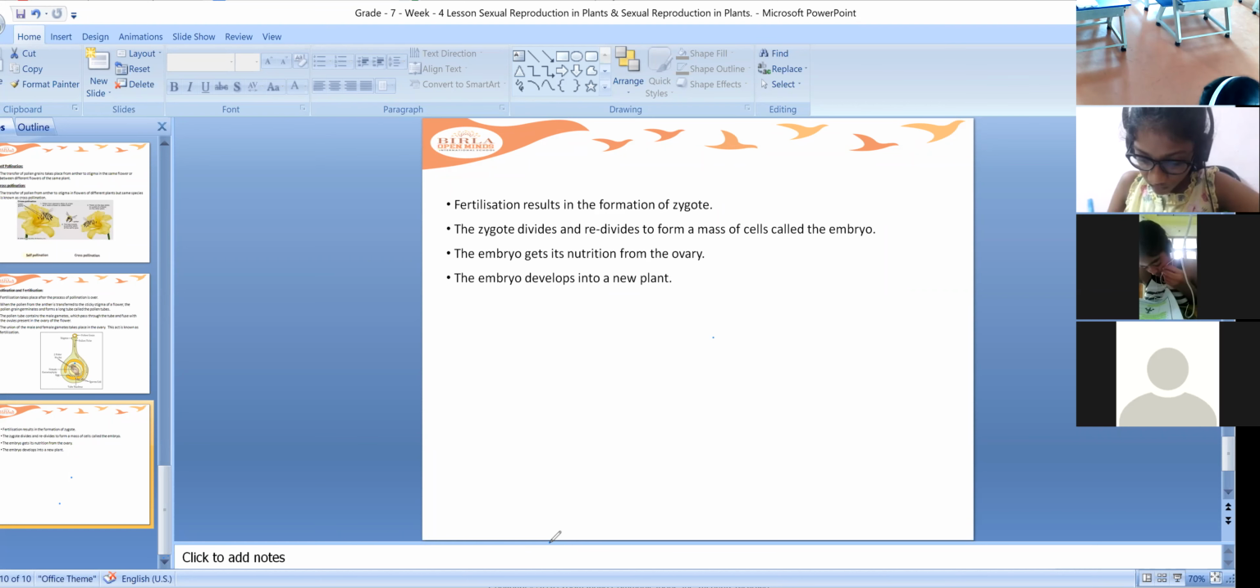This embryo gets its nutrition from the ovary. The embryo develops into a new plant. So usually you see the seeds which are there on the trees and plants. These are the result of this fertilization only. These seeds fall down in the soil and bury deep into the soil. Again, a new plant comes out from this embryo. This embryo is nothing but the seed from the plant which we get. Okay. I'll just show you a video regarding this, so that it will be clear.